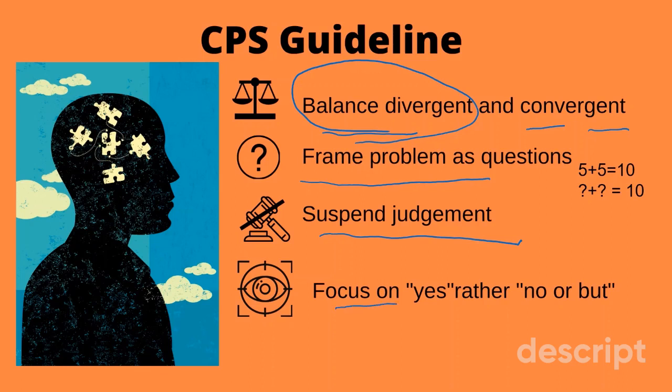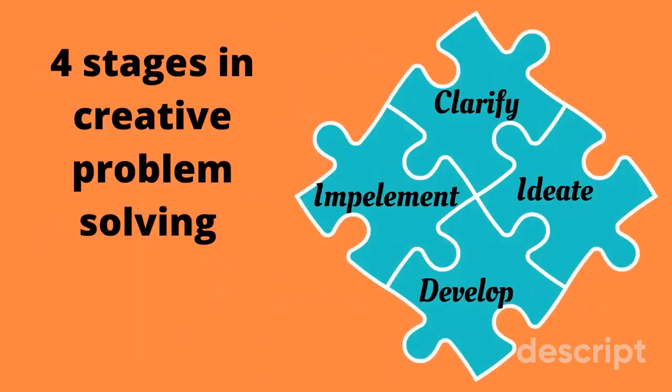And finally, focus on yes rather than no or but. That means no negative language, which allows expansion and continuation. There are also 4 stages in creative problem solving, which starts with clarify, ideate, develop, and finally implement. We shall go through them one by one.